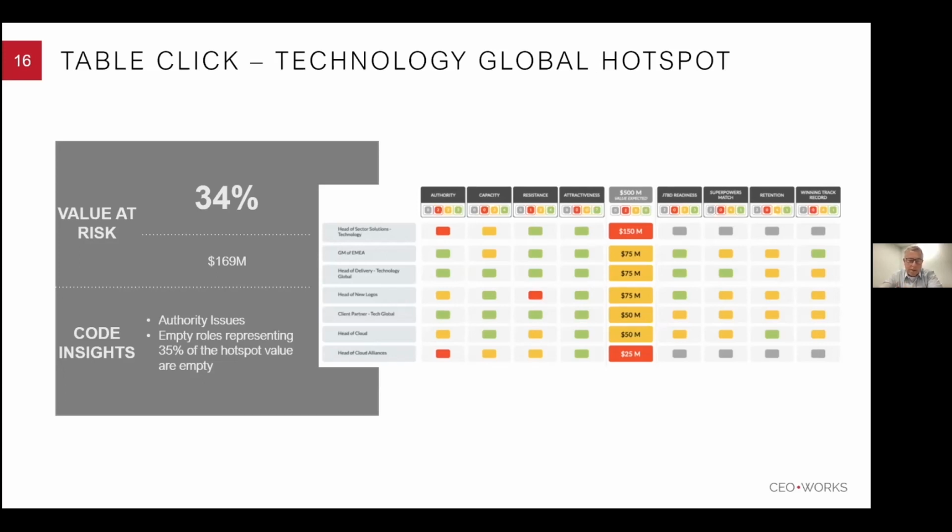So we recognize that there's some authority and decision-making rights that we need to sort out between roles, and that there's also a couple of empty roles that are very significant to this hotspot. So you could see, like we could see from the last slide, a pattern of risk that needs more of an organizational level intervention, and then a very specific hotspot risk that we can go after and address.